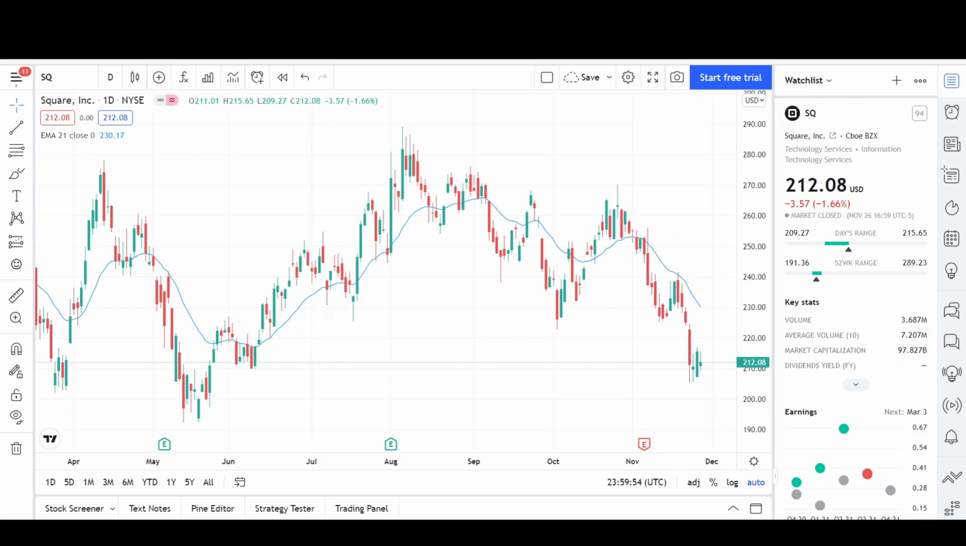What's up, traders? This is Vee Trades, and today I'll be doing a technical analysis breakdown for Square with the ticker symbol SQ.